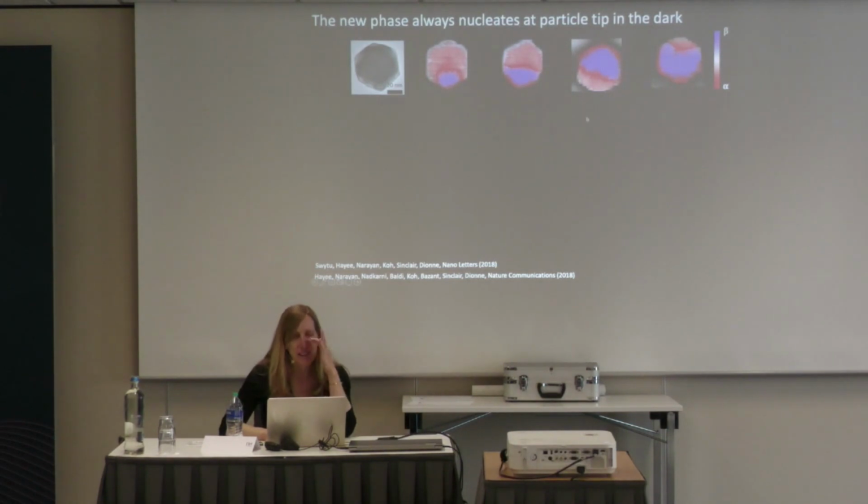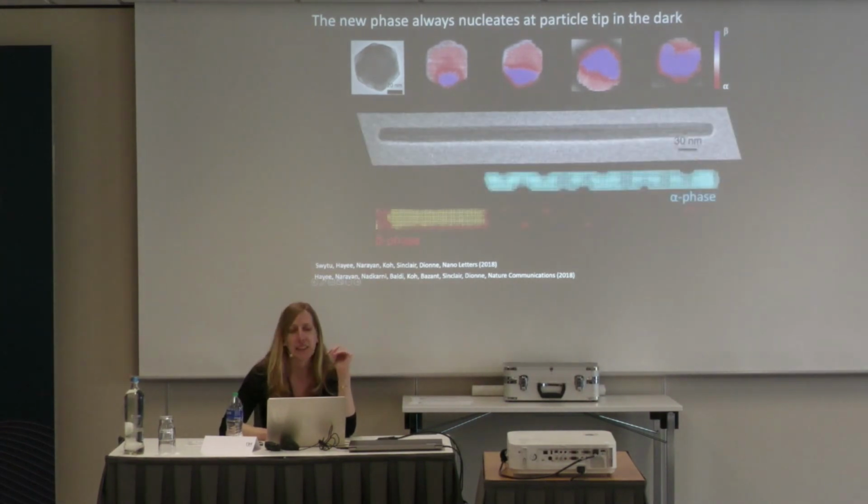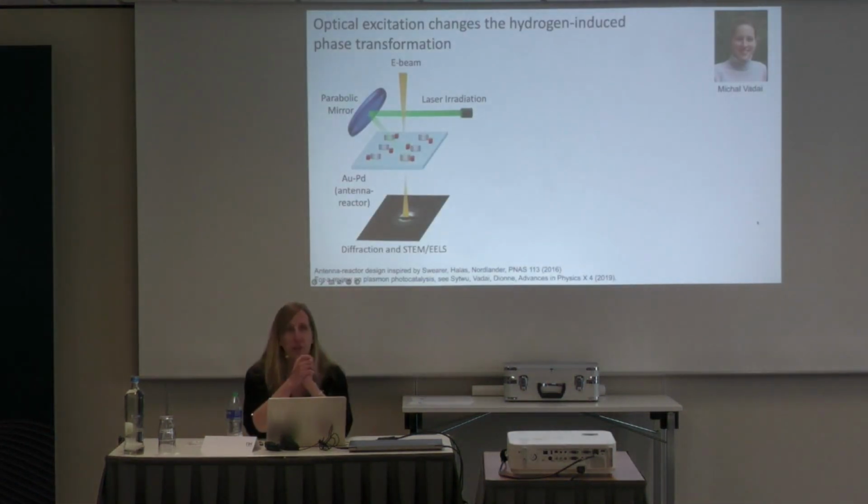And then since you were asking about the tips, we found that regardless of what nanoparticle you look at, whether it's the cubes or the prisms, or in this case an octahedral nanoparticle, which has those 111 terminations, we always get that new phase nucleating and growing at the tip. And same here, even with nanorods, you always get the beta phase, or the hydrogen, going in through the tips. Okay, so now let's turn the light on.